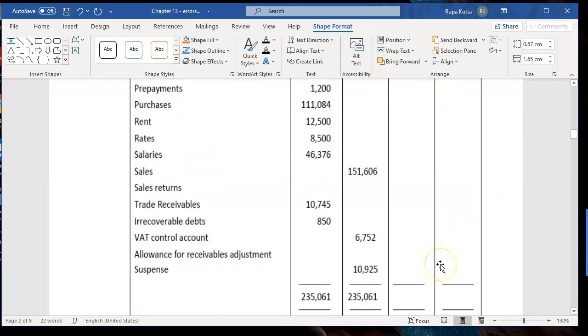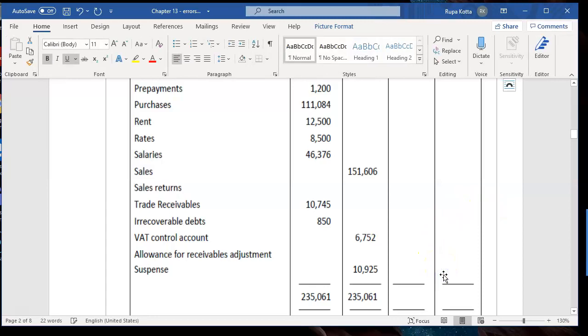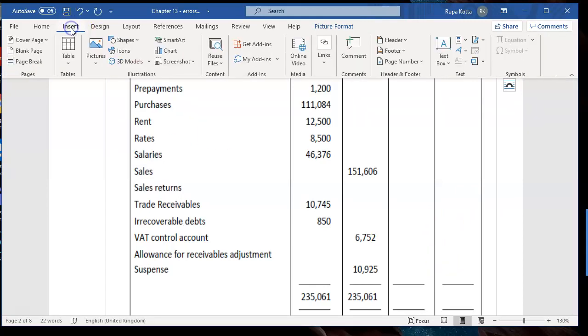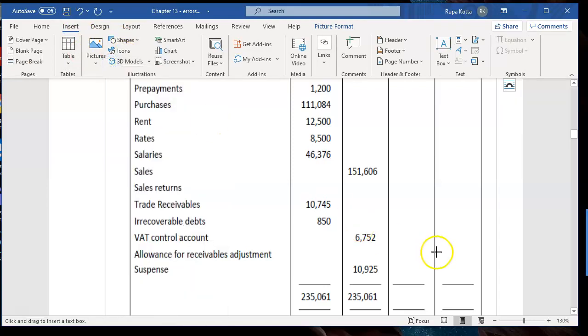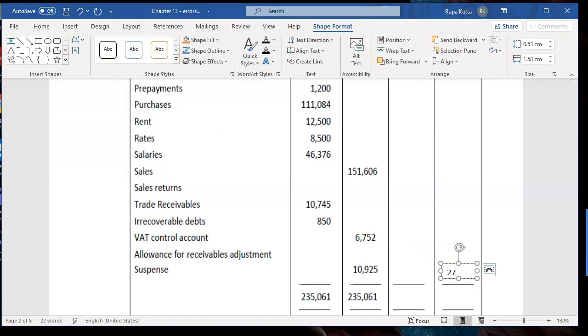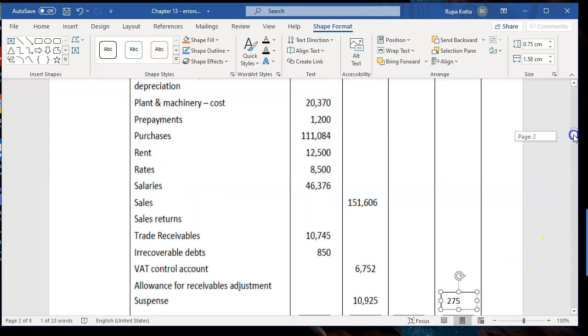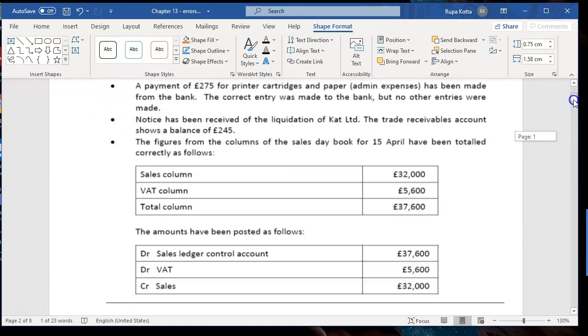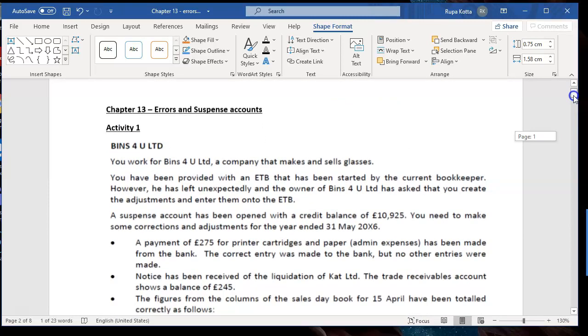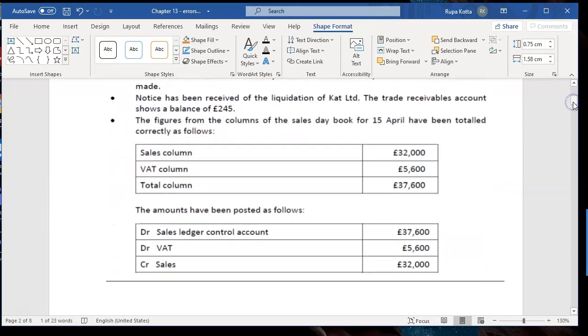You might get more than one entry in the suspense account here, so you can add them up as you go on. Okay, so I will write here 275. So that's the first adjustment. So you paid admin expenses, but you only entered it in the bank, but did not put into the admin expenses account. So due to that, admin expenses account has been debited and suspense account has been credited. Let's look into the second double entry.